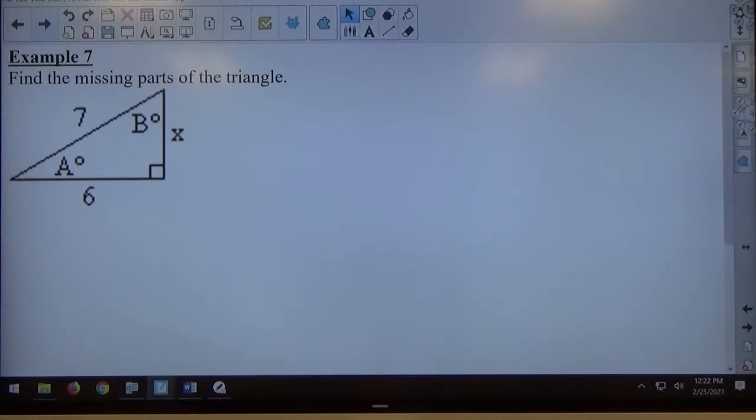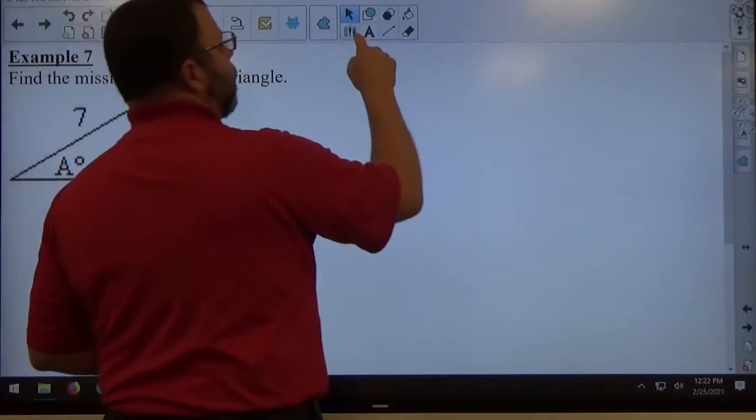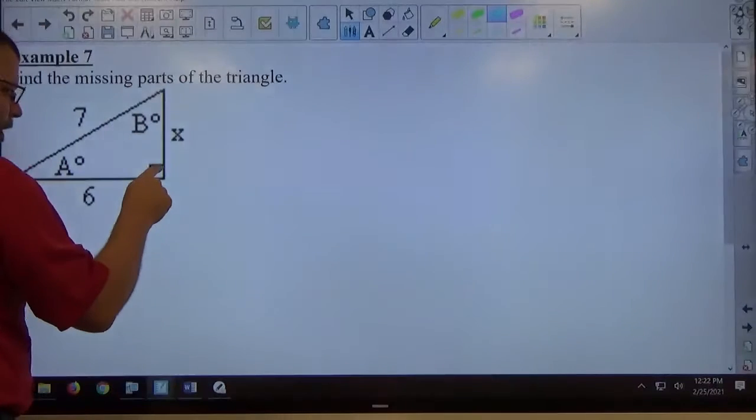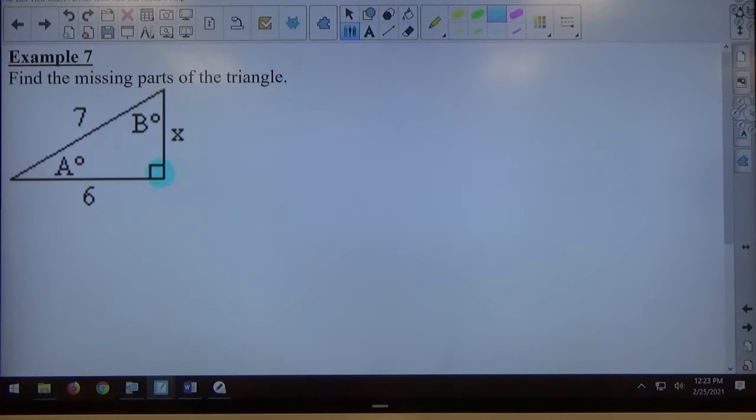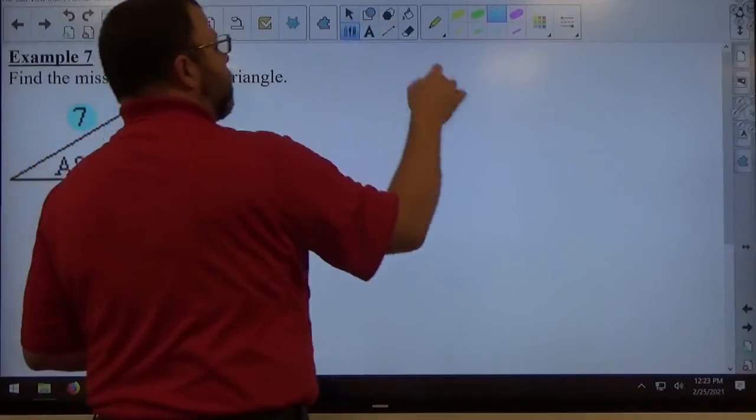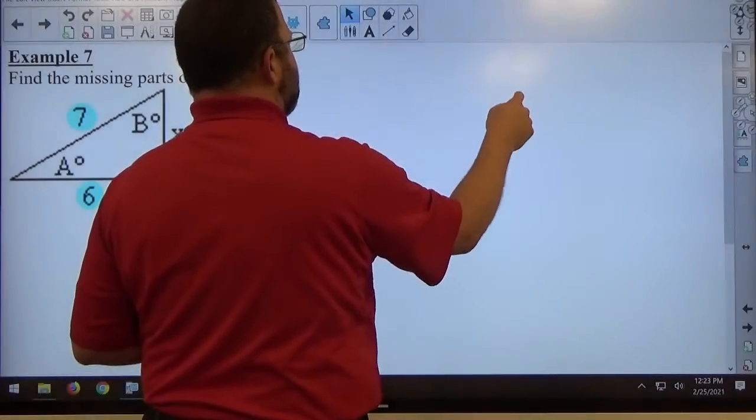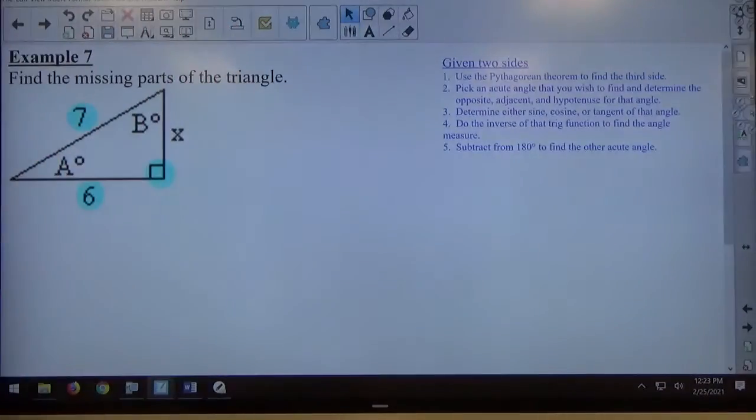Example 7, find the missing parts of the triangle. Once again, do a quick inventory of what we know. I know it's a right triangle, so we can use one of these techniques on this sheet of paper. I know one side and I don't know a second side. So I don't know any angle, but I know two sides. So now when I look at this piece of paper, I'm looking at the blue directions that says given two sides, what do you do?